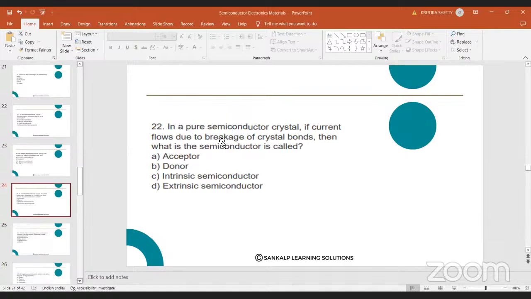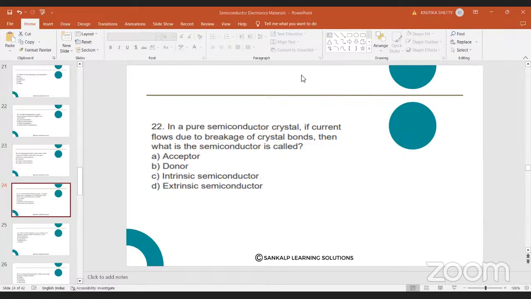Then the next question: in a pure semiconductor crystal, if current flows due to the breakage of crystal bonds, then what is the semiconductor called? Acceptor, donor, intrinsic semiconductor, or extrinsic semiconductor?